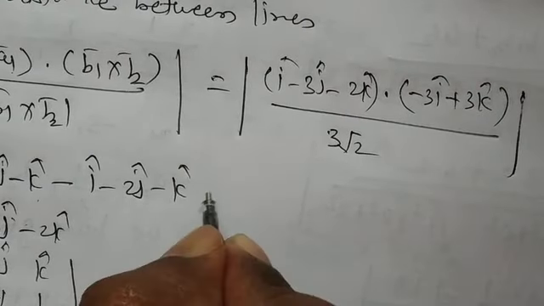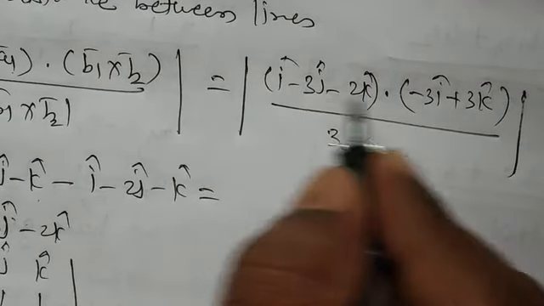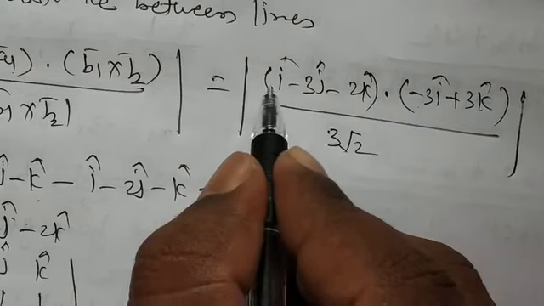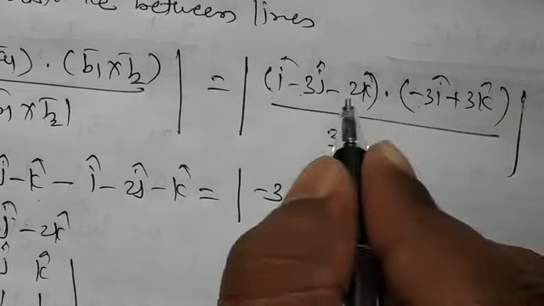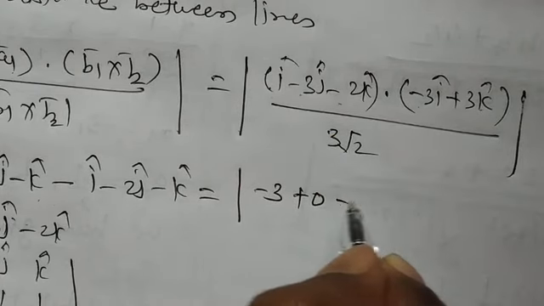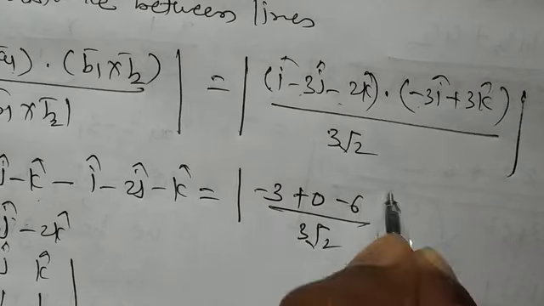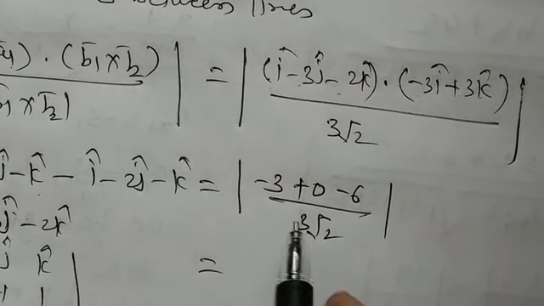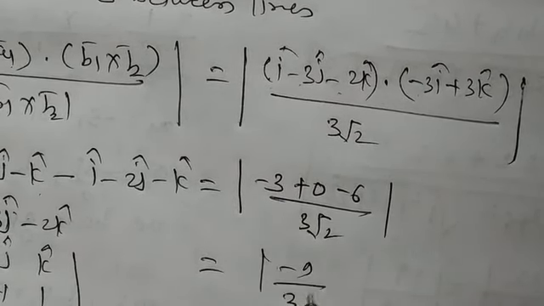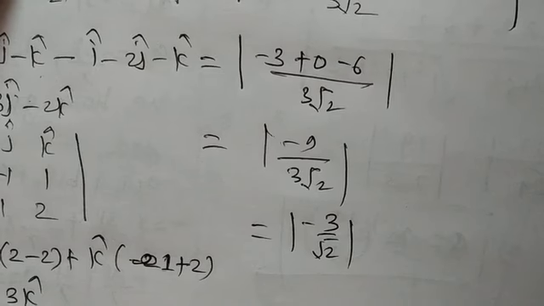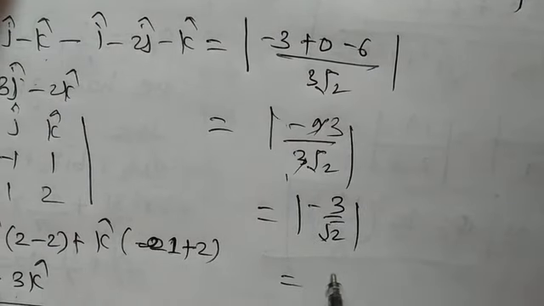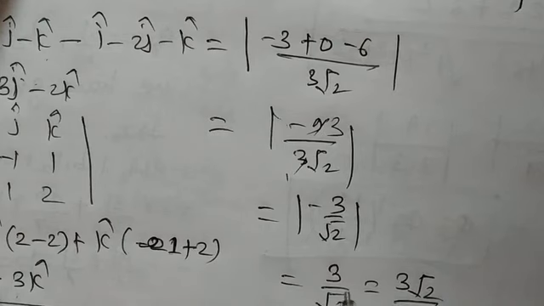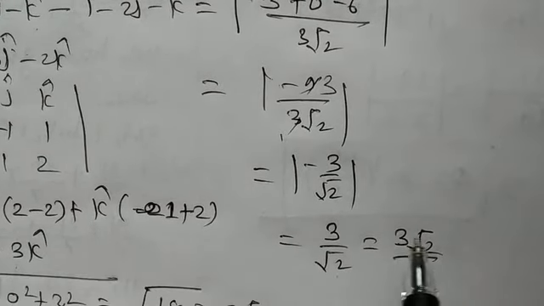Then this is the dot product. The dot product becomes i dot i, j dot j and k dot k. So 1 into -3 is simply -3, 0 into something is 0, and -2 into 3 is -6, upon 3 root 2. That equals -9 by 3 root 2, that is 3 threes are 9, so -3 by root 2. That equals 3 by root 2, and multiplying by root 2 by root 2, the answer is 3 root 2 by 2.